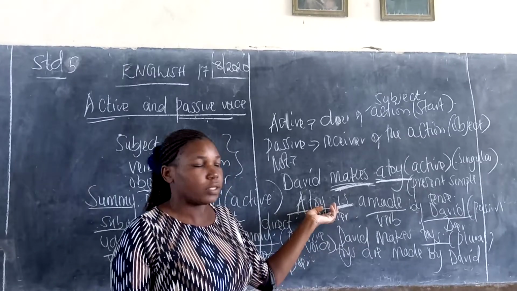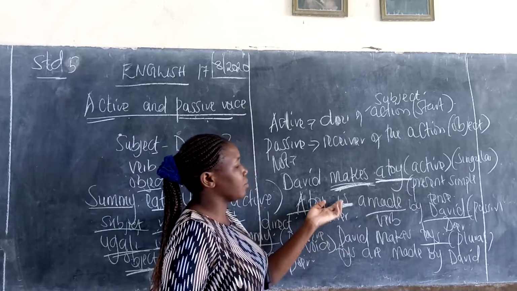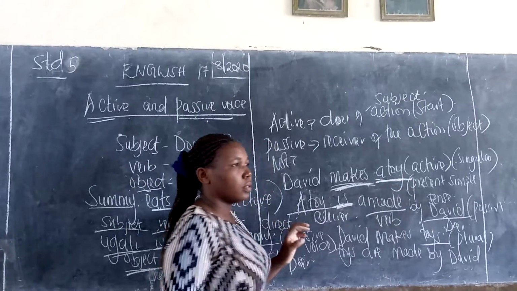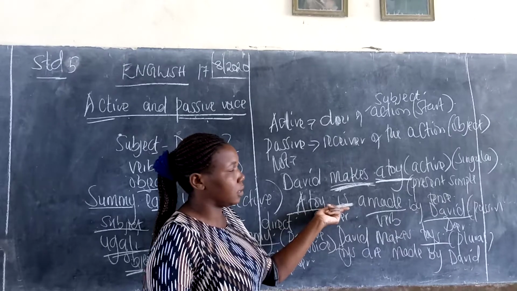I want you to see the difference. A toy is made. This is only one toy. That is why I'm using is as in singular.